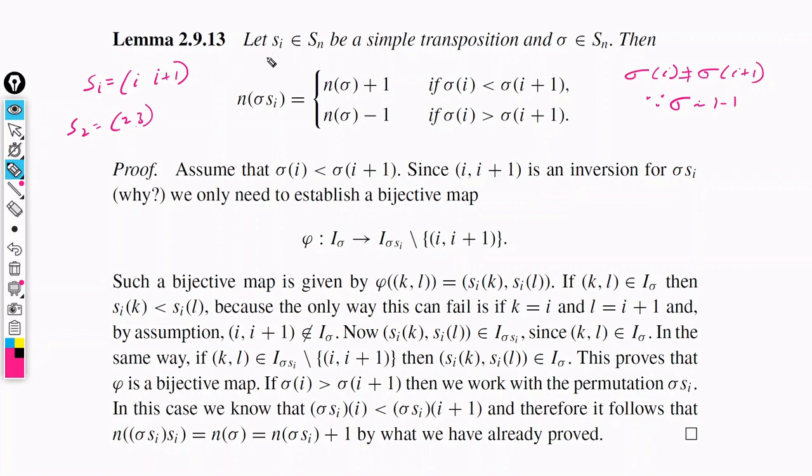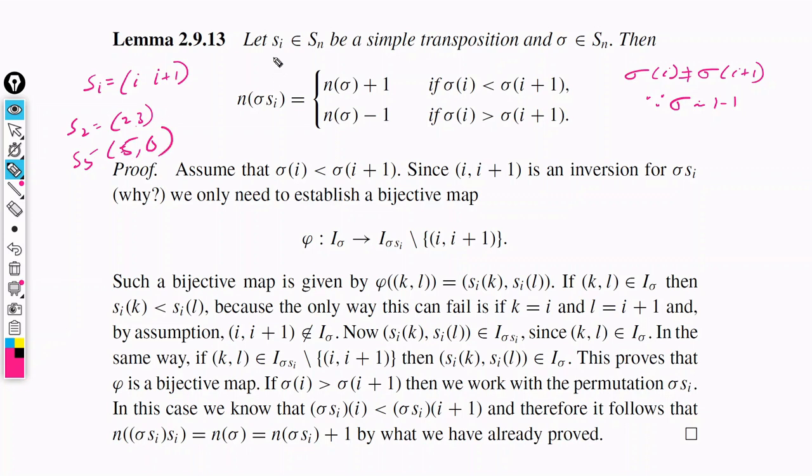Okay, next lemma: let Si belong to Sn be a simple transposition. Si means the simple transposition (i, i+1). That means i moves to i+1 and i+1 moves to i. For example, S2 means (2, 3), S5 means (5, 6). 5 goes to 6 and 6 goes to 5.